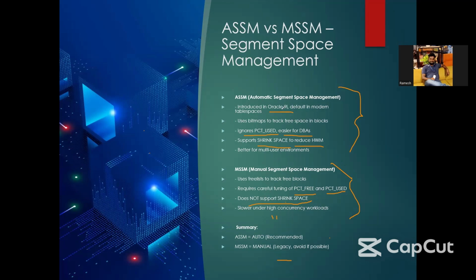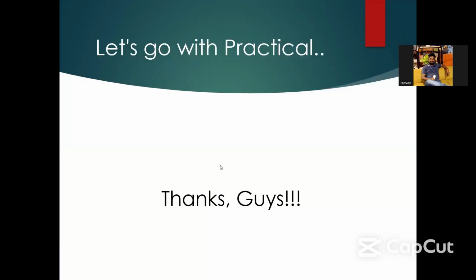Okay, so I will show you practically how to check whether the tablespace is ASSM or MSSM. So this is the summary. ASSM is auto, so it will take care of everything automatically. MSSM means we have to do everything manually. Okay, I think next, yeah. So that's it. So we can go to the practical sessions.